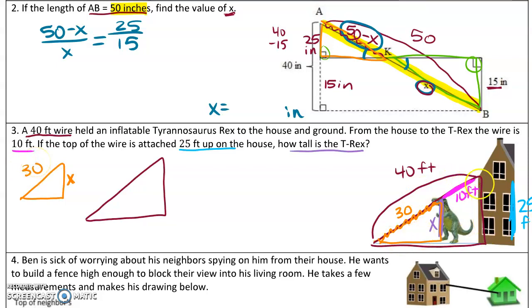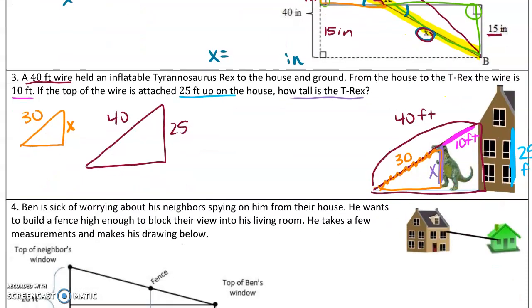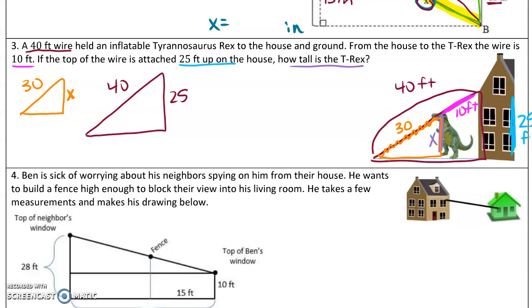For the big triangle, we know the hypotenuse is 40. And the height is 25. That's the height of the house. So you'll use this picture to set up your proportion. So you can go ahead and try that out, and pause the video. Make sure once again you'll have x equals something feet this time.